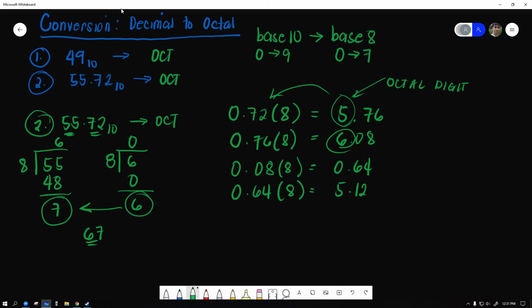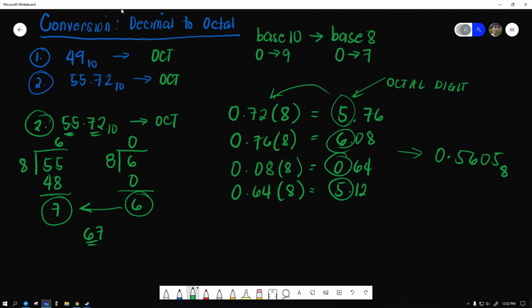So you can actually stop here, or if your instructor asks you to stop at 4 decimal places only. So you read this one. You have a number of 0.5605 in base 8 now. So that's how you read it.